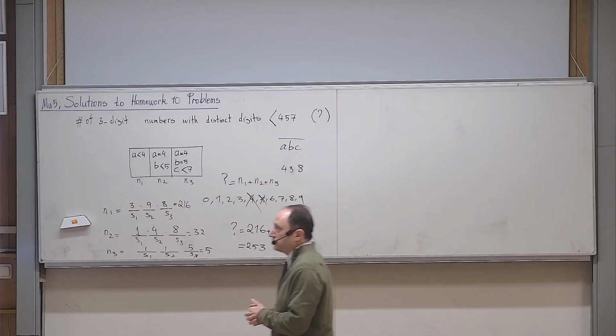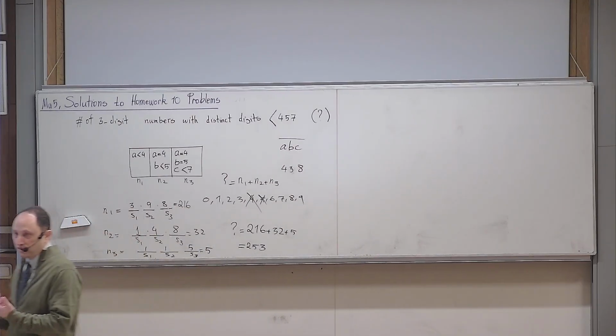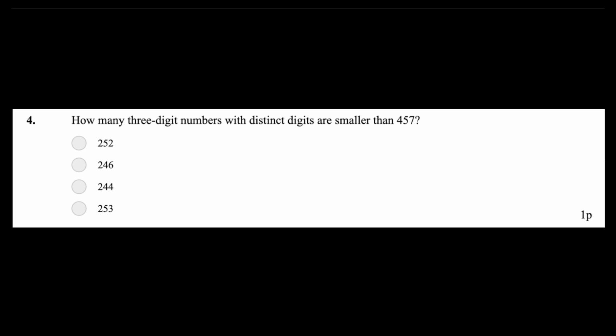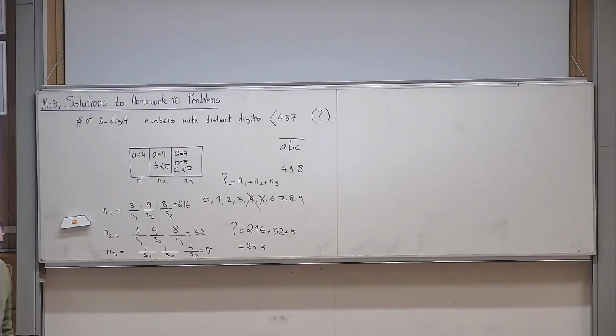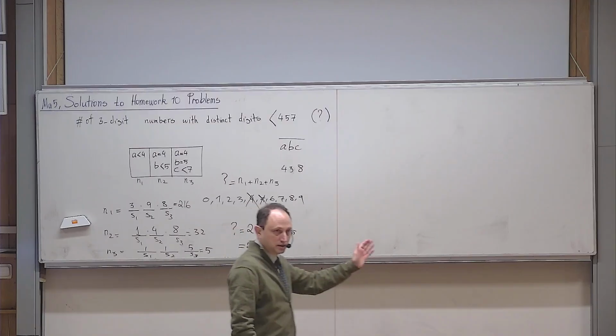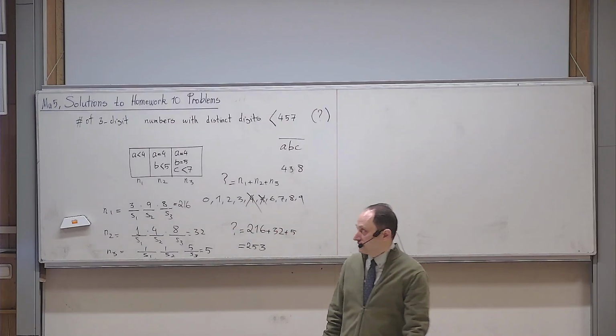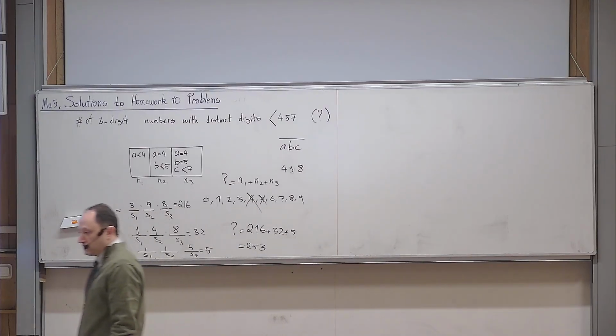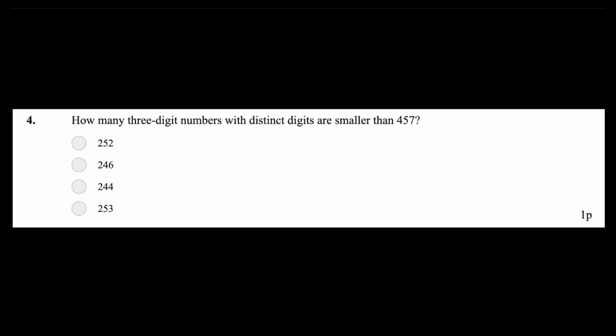So this number is 253. So that is, if you really could solve this problem on your own, it means that you really mastered, I would say, the sum rule and the product rule. Okay, these are very simple ideas. Okay, so let us go to the next problem now. Any questions?